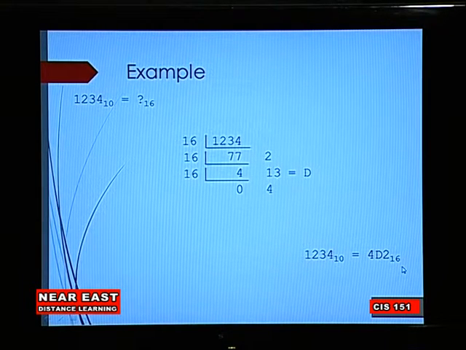So that was the same thing as from decimal to octal, the same technique but a different system. From base 10 to 16, we divide by 16. From base 10 to 8, same thing. We divide by the same base, and we keep track of the remainder. 4D2 in base 16.